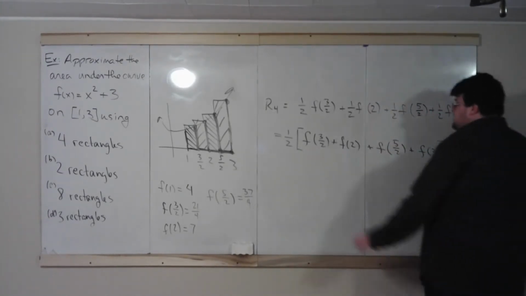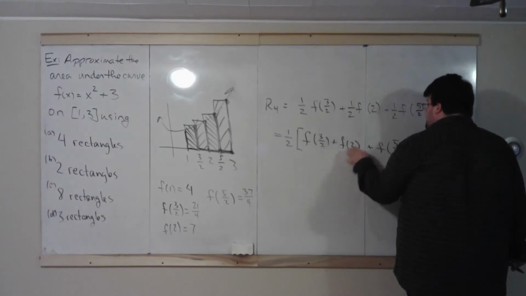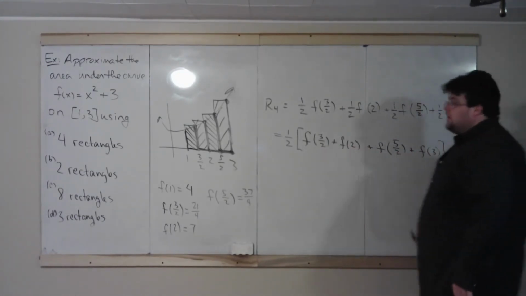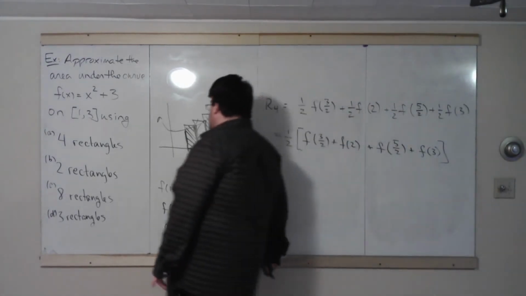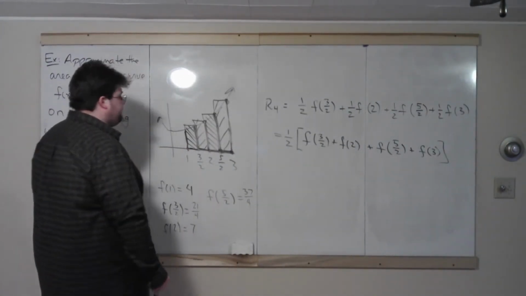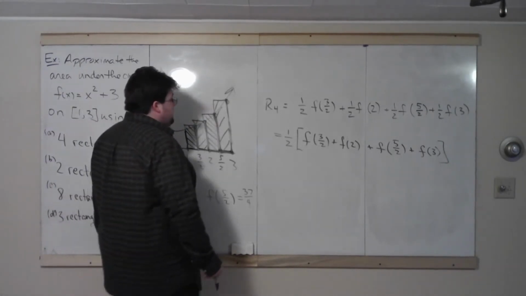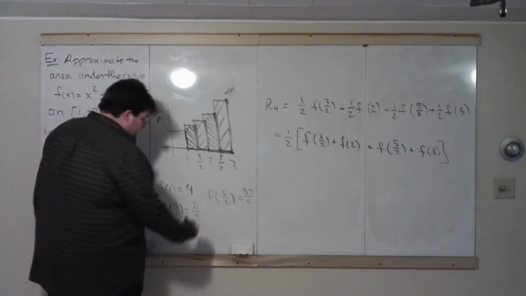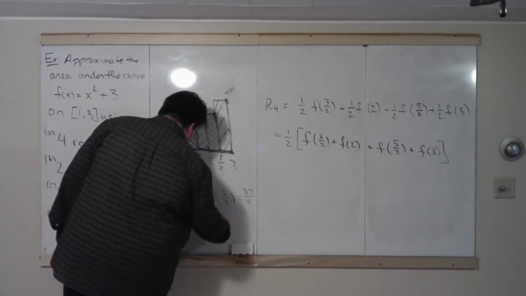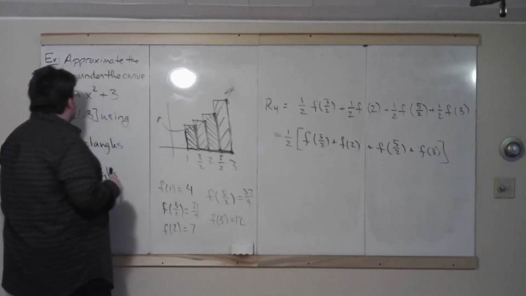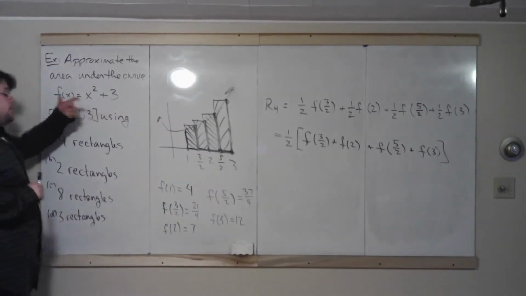They all have that half, but they all also have these three terms. And the only real difference is the right-hand approximation has a function at 3, whereas the left-hand has a function at 1 in this case. More on that in a moment. But we need f at 3, so I'm just going to fill in f at 3 here. F at 3, 3 squared is 9, plus 3 is 12.